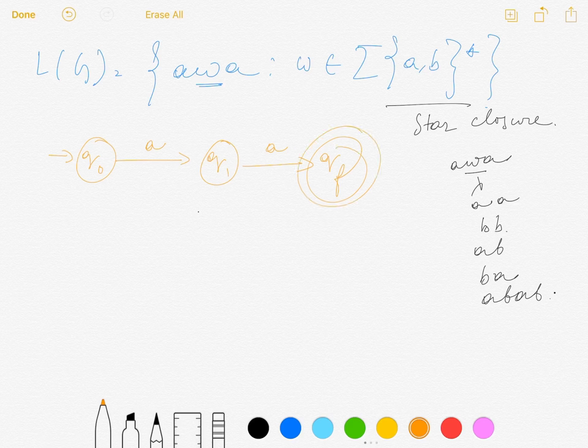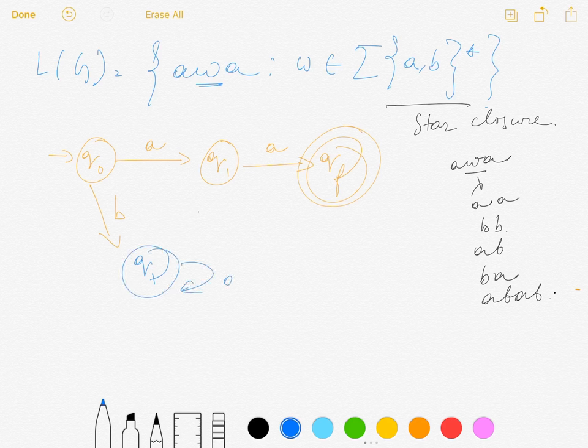So when ω equals lambda, and at q0, as it is a DFA, I have to check what will happen if I give b. So at q0, b is not desirable. If I give b initially, then I am never going to get aωa. So what I will do is, if it gets b, then it will go to the trap state directly.